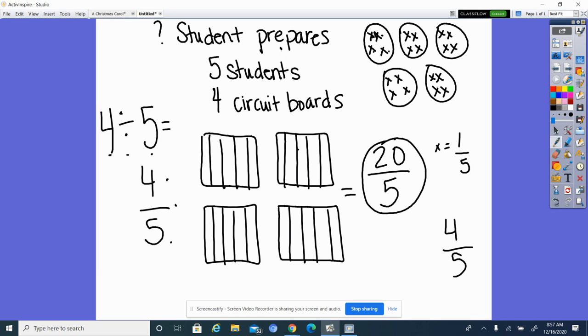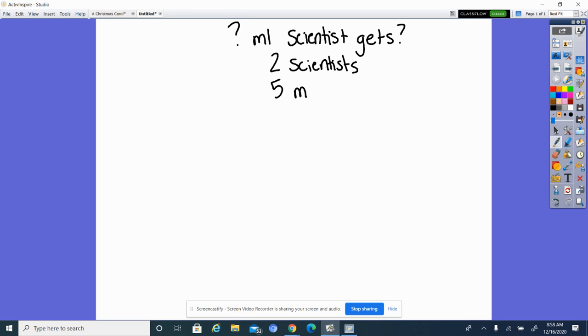Okay, let's go on to page 241. Two scientists develop a new substance in a laboratory. They make a total of 5 milliliters. If the substance is shared equally, how many milliliters does each scientist get? Okay, we need to know how many milliliters each scientist gets, right? Okay, what do we know? There are 2 scientists. Good. What else do we know? 5 milliliters. Okay.